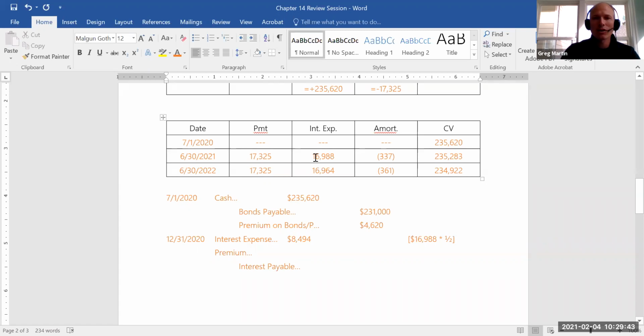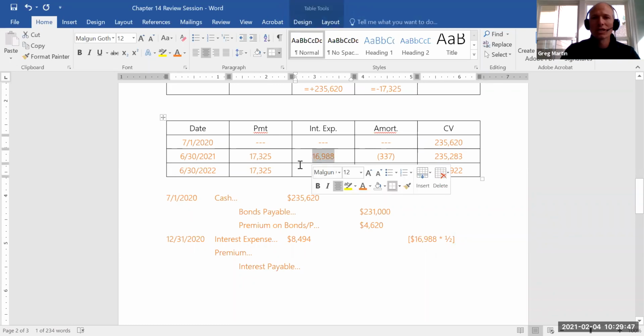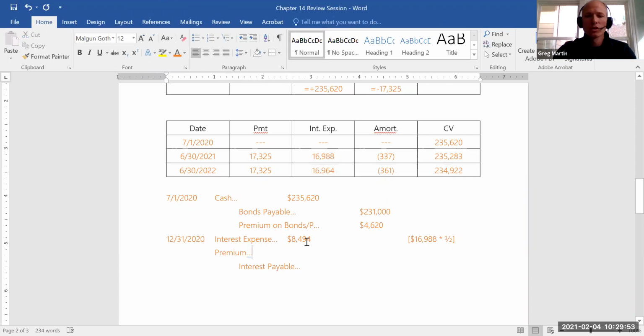So this $16,988, that's 12 months of interest. 6 months of that was in 2020. The remaining amount is in 2021. Similarly, when we amortize the premium, the $337 is a full year, but of course we only have half a year as of December 31st, 2020. So we take the 337 and multiply it by 1/2.